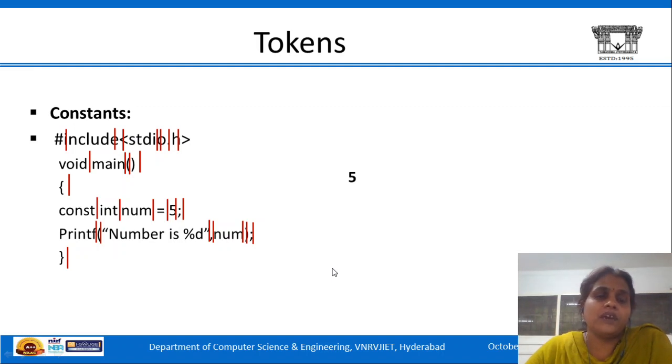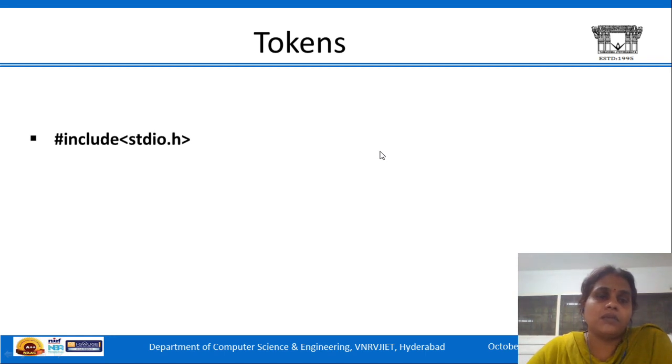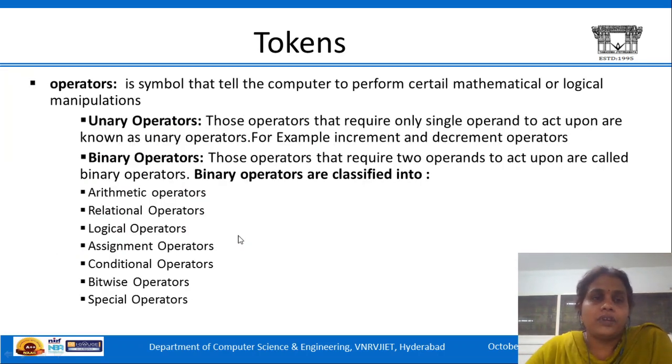In this program we have only one constant, that is the integer constant 5. Only the 5 is the answer from this program. And the string, we already discussed, should be declared in double quotes. This is the string here within the double quotes: "Number is %d".